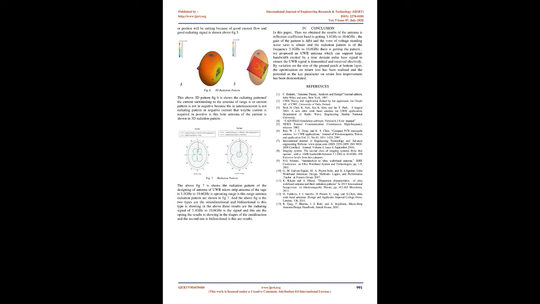For conclusion, in this paper we obtained the results of the antenna: the reflection coefficient band is 3.1 GHz to 10.6 GHz, the gain of the pattern is 4 dBi, the VSWR (voltage standing wave ratio) is obtained, and the radiation pattern is obtained over the frequency range 3.1 GHz to 10.6 GHz. We proposed a UWB antenna which can support large bandwidth, excited by a time domain pulse phase signal to ensure the UWB signal is transmitted and received effectively.